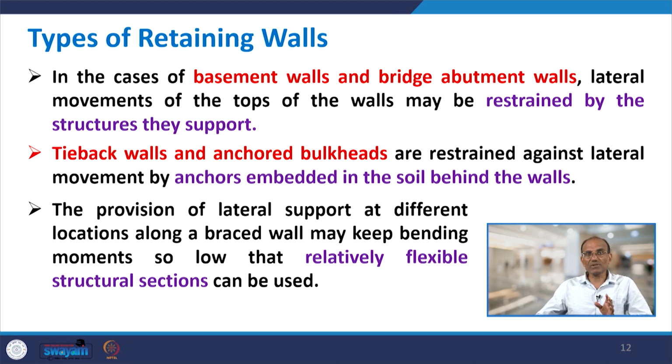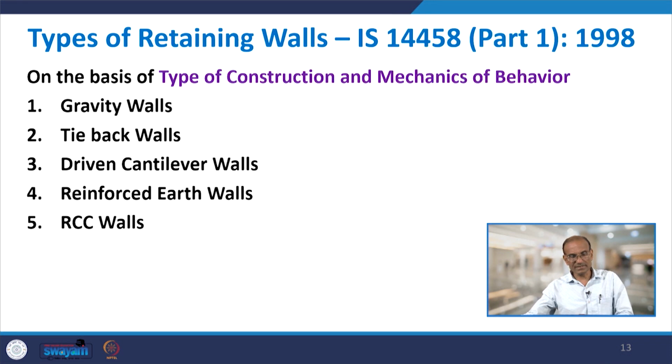Then you have tie back walls and anchored bulkheads, which are restrained against lateral movement by anchors embedded in the soil behind the walls. The provision of lateral support at different locations along a breast wall may keep bending moments so low that relatively flexible structural sections can be used. So, this is like here.